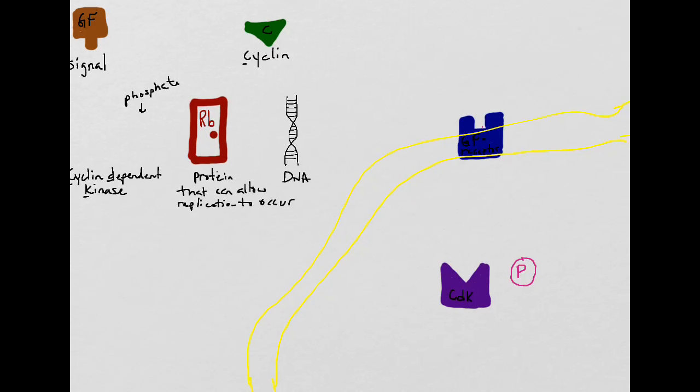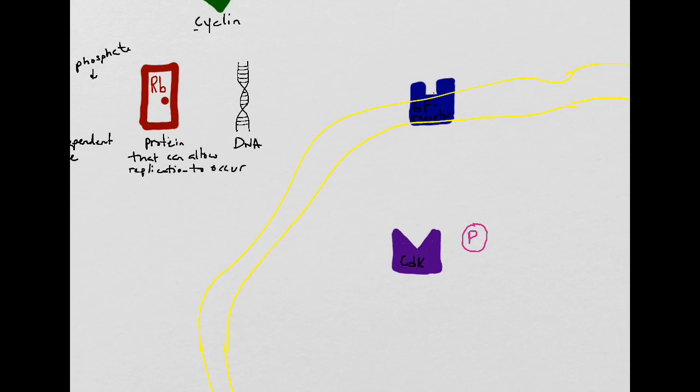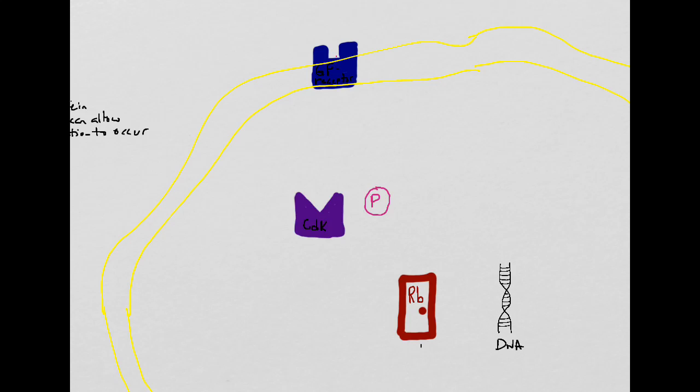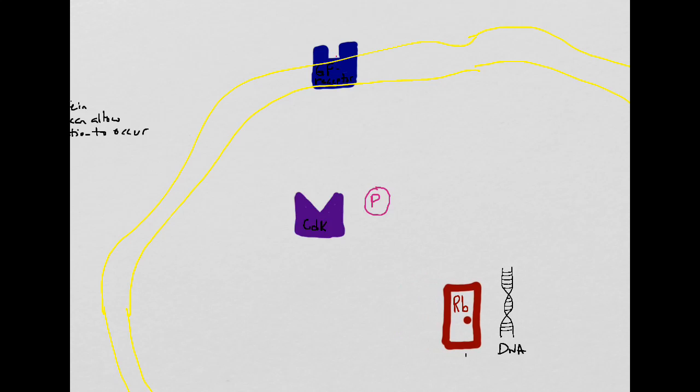So then RB is a protein. And RB, I'm going to put him here. Move it up a little bit. I'm going to put it in front of the DNA, like a door that leads to the DNA. I just want you to think of it like a locked door in front of the DNA.